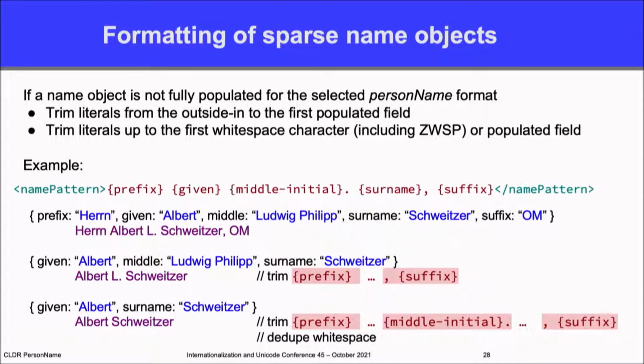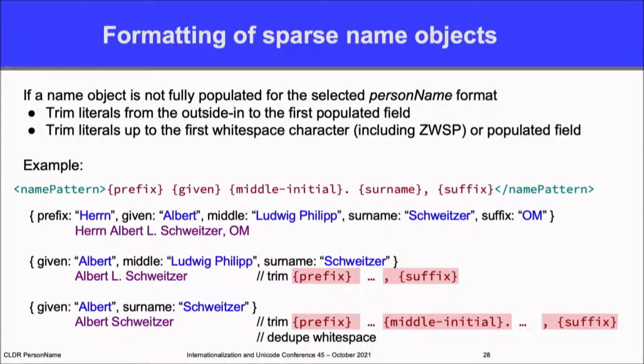As Herrn Albert L. Schweitzer, OM. But let's say I don't have the suffix now, then what would happen is, missing the prefix and the suffix, I now would drop those along with any spaces up to the next field. So now I have the prefix space is dropped, and then I have the comma space. I'm dropping everything up to the field from the outside in. So suffix, space, comma, all that would get dropped. And I hit the field, then I stop at the first populated field.